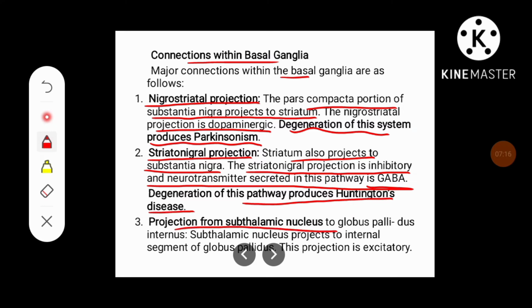Projections from the subthalamic nucleus to the globus pallidus internus. The subthalamic nucleus projects to the internal segment of the globus pallidus, and this projection is excitatory.